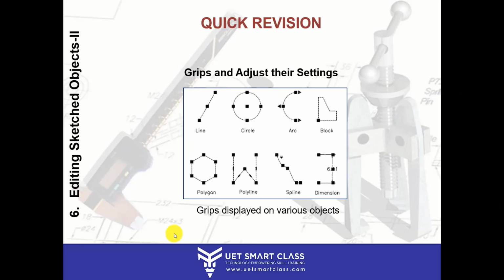Let's start with a quick revision. In the last session I told you about the different types of grips and how to adjust their settings. According to the objects, the grips are displayed, like in a line 3, in a rectangle 4, in a circle 5. There are three types of grips: the unselected grip, which is blue in color by default; the hover grip, when you move your cursor over the grip, which is orange in color; and when you select the grip, that is known as the selected grip, also known as the hot grip, which is red in color.